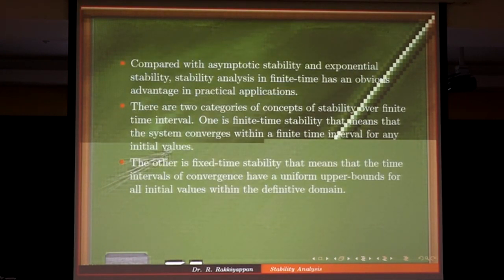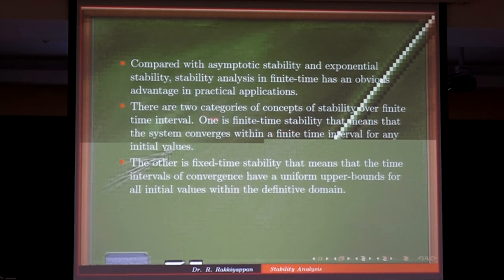Compared with asymptotic stability, where convergence happens as time tends to infinity, exponential stability means it converges very fast in an exponential manner. Therefore we call this exponentially stable. Compared with asymptotic and exponential stability, the stability analysis in finite time has an obvious advantage in practical applications. We do not want to wait so much time when time tends to infinity. At the time of infinity, what will happen? We do not want to wait that long, so we have to fix a finite time. In that case, finite time stability is very important for the study of physical systems.